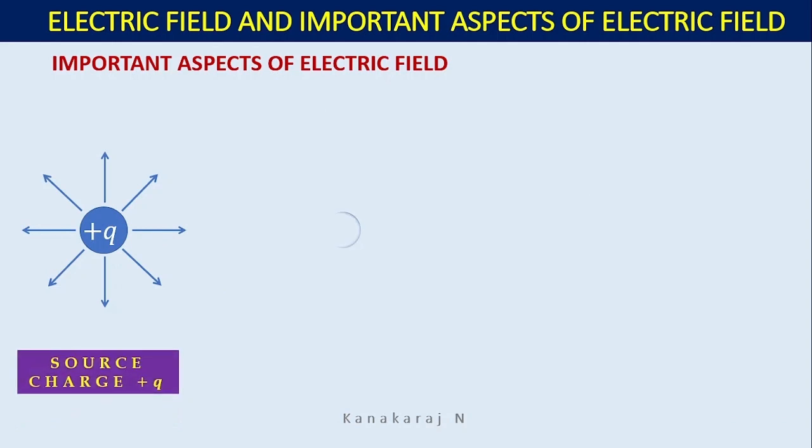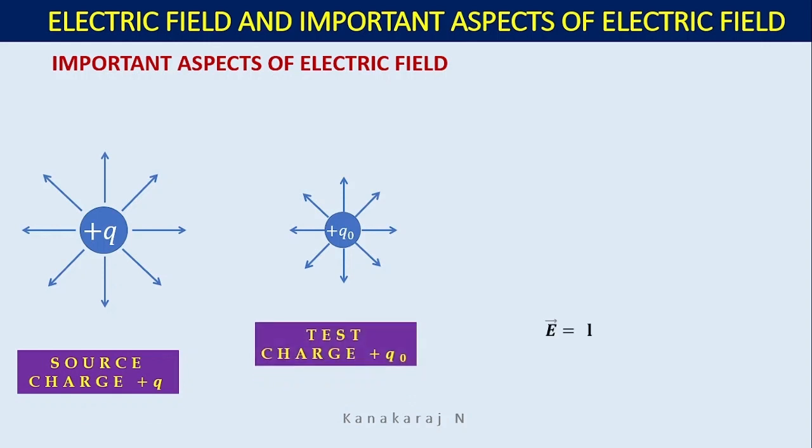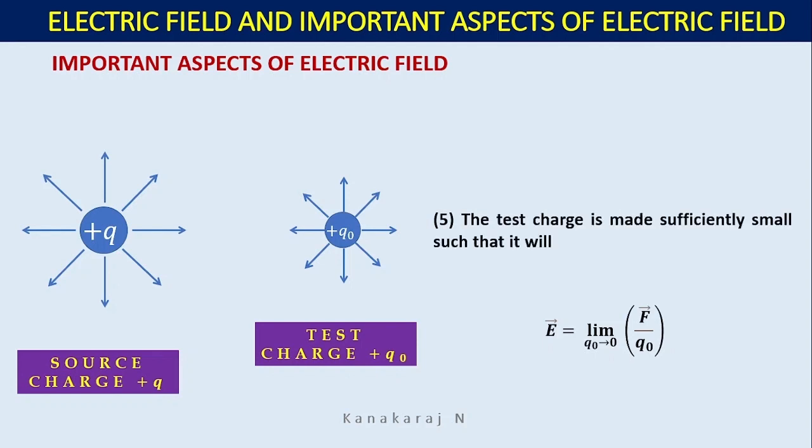This is a source charge plus q, and q naught is the test charge. E vector equals limit q naught tends to 0 of F vector by q naught. The test charge is made sufficiently small such that it will not modify the electric field of the source charge.